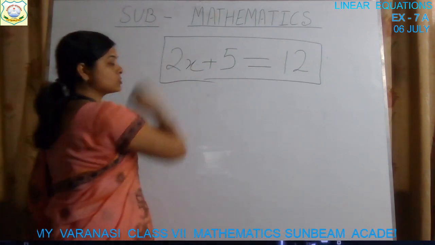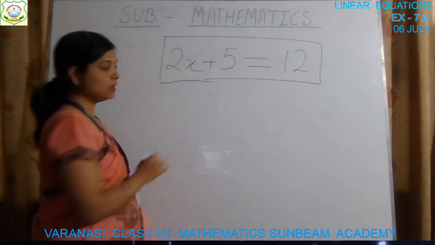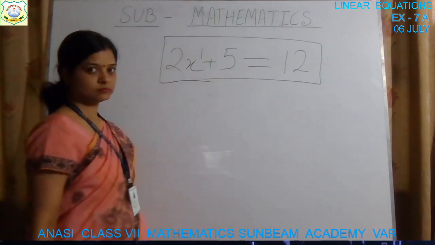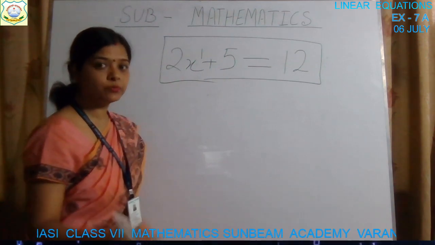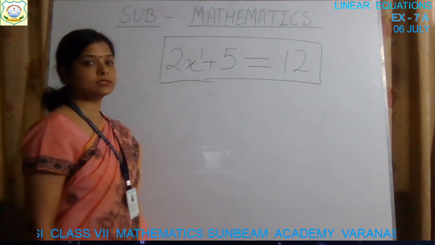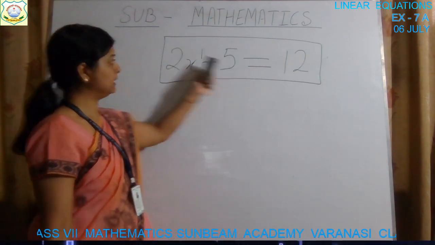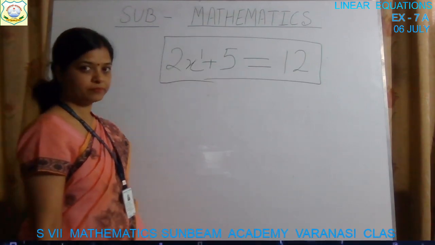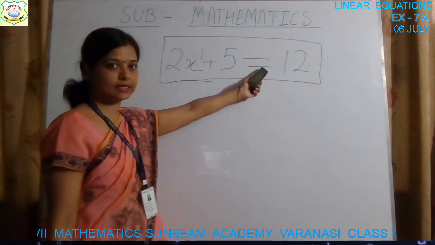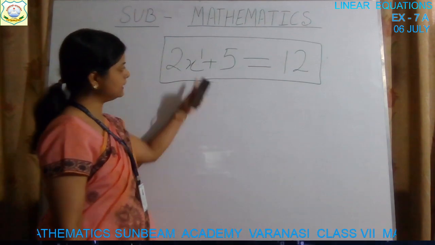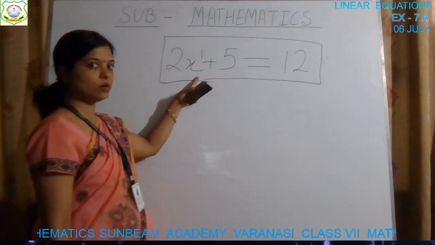Now, why is it called a linear equation, children? Because the power of the variable is 1. The degree is 1. That's why this is called a linear equation. Equation, because the equality sign is there. Linear, because the power is 1. And in one variable, because I am only taking one variable, that is x. I am not taking y.